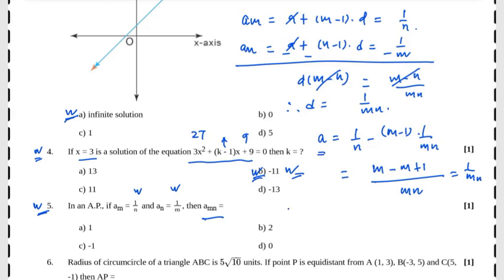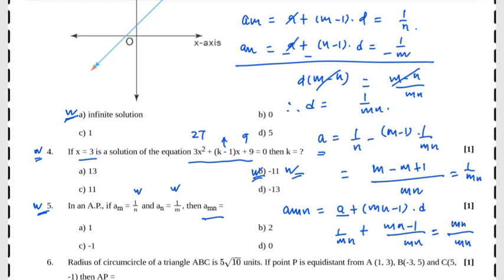Now we find out what is a_mn equal to a plus (mn minus 1) into d. So the value of a is 1 by mn plus (mn minus 1) by mn. mn will be the LCM, and here 1 cancelled out, then we get here mn cancelled out, then 1. So a_mn equal to 1. Let's see, this is in option A. So the correct option of the question number 5 will be A.